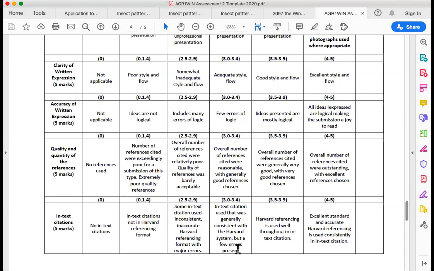No, so the long answer questions don't require references. You'll just be required to demonstrate your knowledge of that topic.